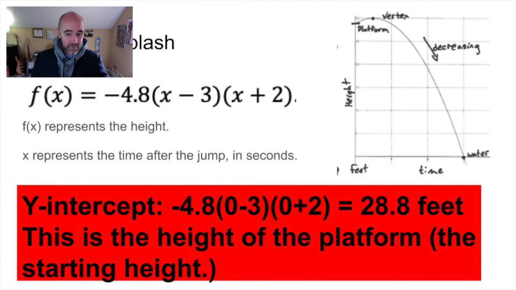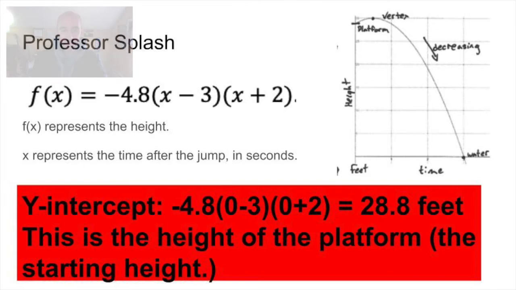Great. What I got for the y-intercept is, first I said the y-intercept is when x is equal to 0. So I substituted 0: negative 4.8 times 0 minus 3 times 0 plus 2. I calculated it and got 28.8 feet. And what that represents here is the height of the platform. That was the starting height of Professor Splash before he started his jump, or right when he started his jump.